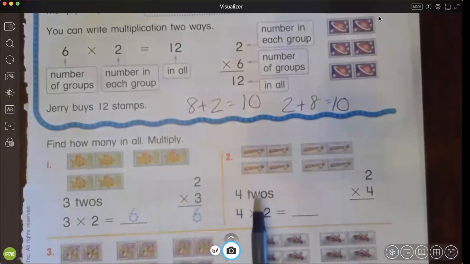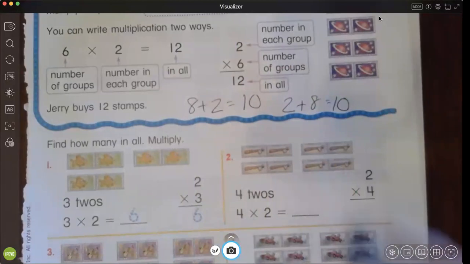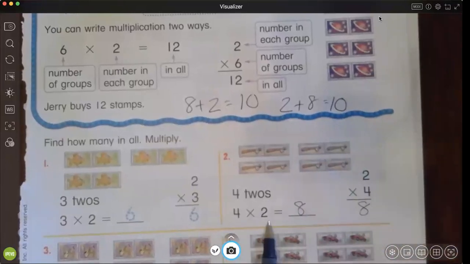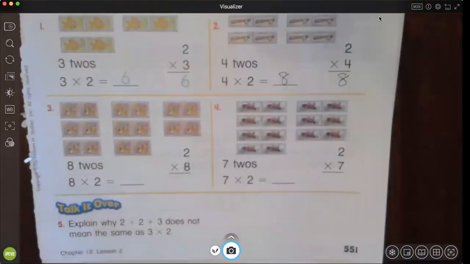All right, now we have number 2. We have 4 groups of 2. So you can see here, we have 1, 2, 3, 4. So 4 times 2, so what's 4 plus 4? That's what 4 times 2 is. 4 times 2 is 8. 2 times 4 is 8. Okay. Now would be a good time to pause the video, try 3 and 4, and then press play and see if you're right.